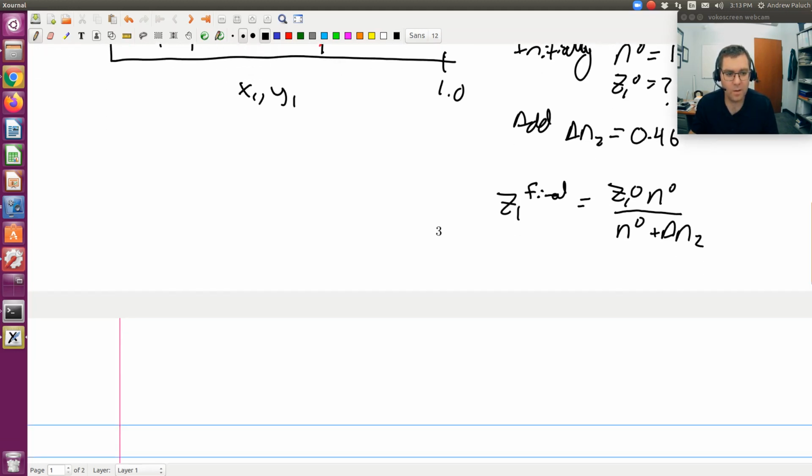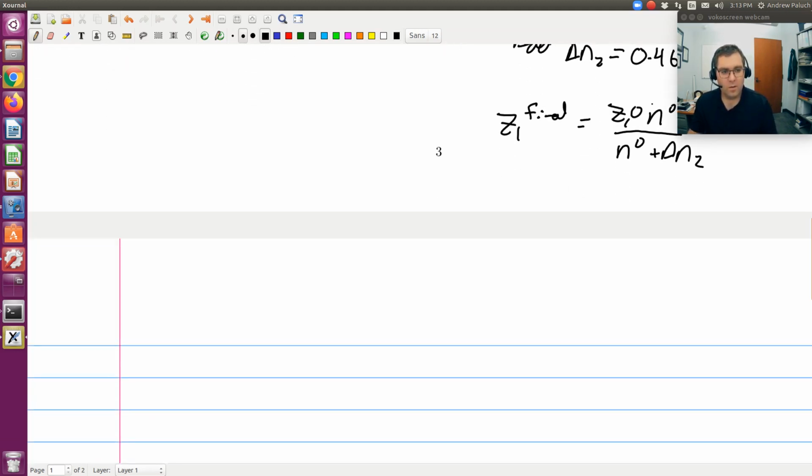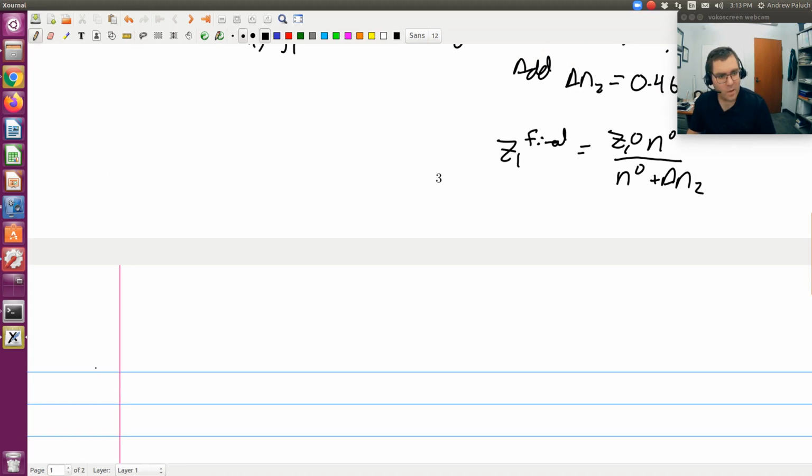So solving then, I should have Z1 final times N naught plus delta N2, and I'm sure you could think of some better terms, is equal to Z1 naught N naught.